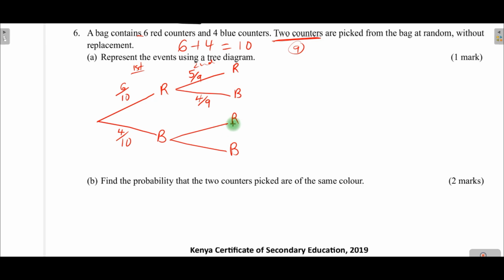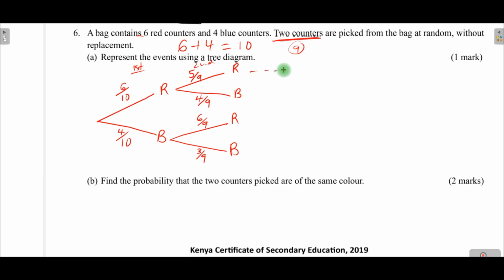Then the other case is that in the first pick, blue was picked. Now red was not picked. So in this case, there are 6 reds out of 9. Then for blue, in the first pick a blue was picked, and there were 4, so there are remaining 3, so it will be 3 out of 9.